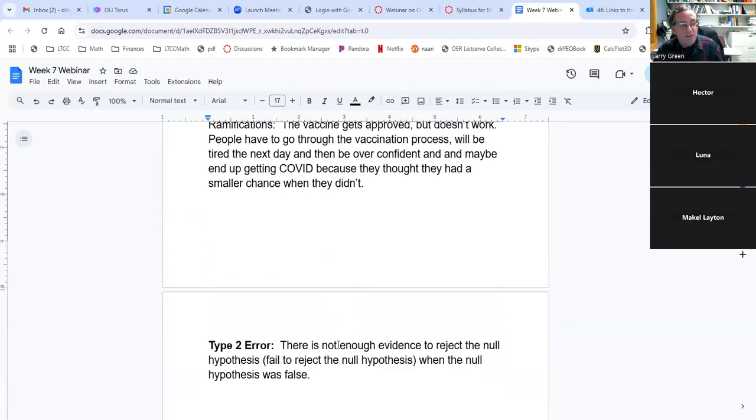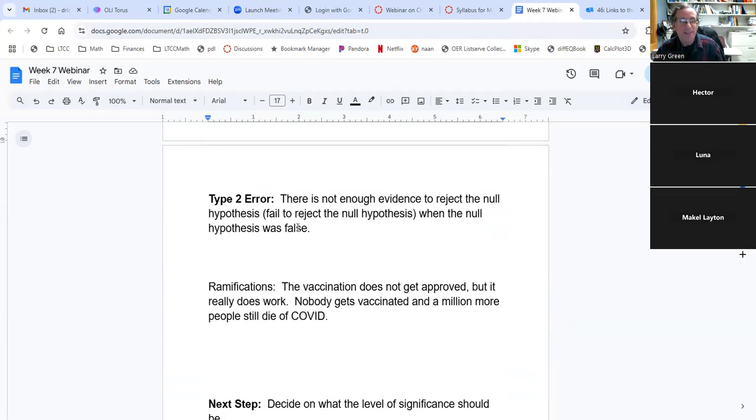Okay. So then there's the type 2 error, and that would mean there's not enough evidence to reject the null hypothesis. We say we fail to reject the null hypothesis. You never accept the null hypothesis, it turns out. You just say, we don't have evidence, because it might have been that your sample size was too small. So you fail to reject the null hypothesis, but the null hypothesis was false. What that means is you don't have evidence to show this vaccine works, but it really worked, even though your evidence doesn't show it. And because of that, the vaccine doesn't get approved.